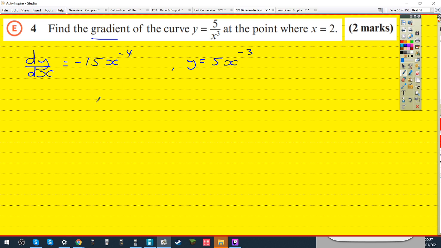Well done. And we want the gradient at the point where x is 2. Would you substitute 2 in for x? So it'd be, would it be 2 to the power of 4 first, or 2 multiplied by minus 15? It's all the same to a calculator. Although, you do power first. Okay.